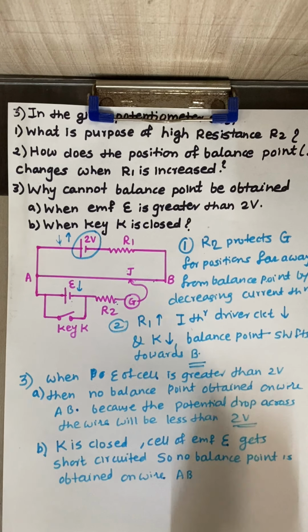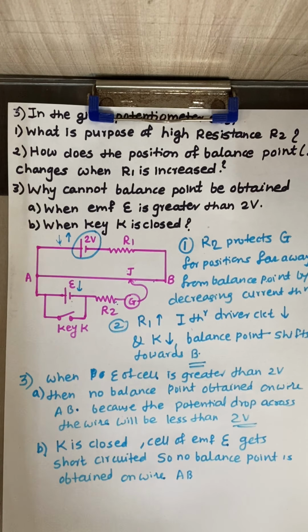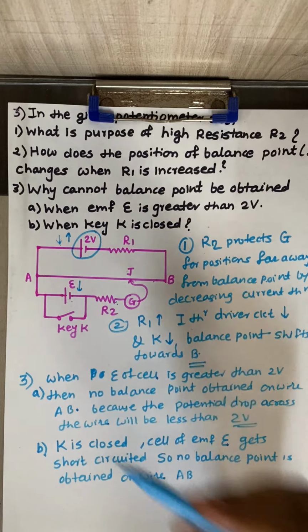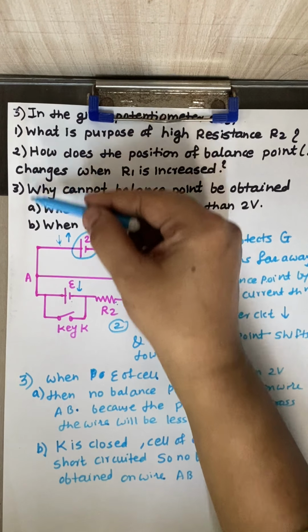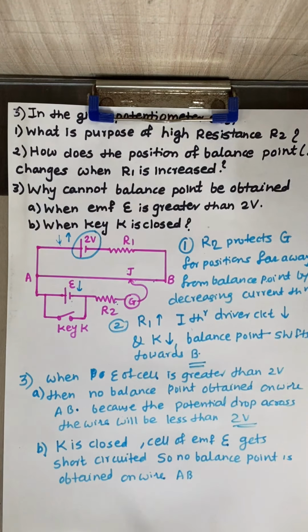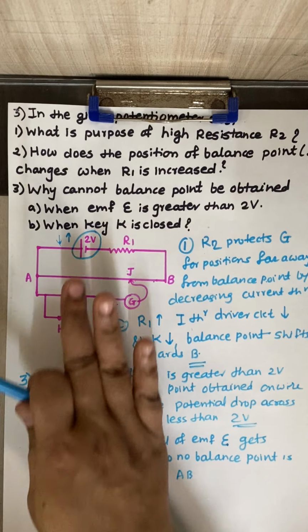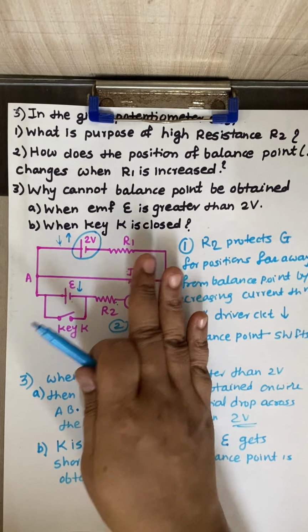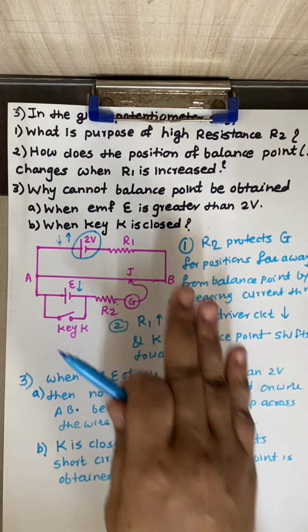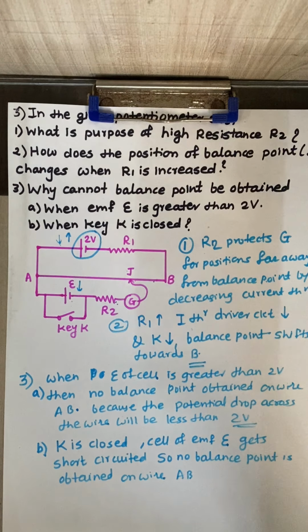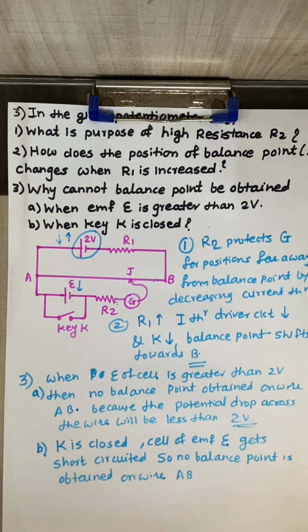Such types of questions are generally asked in the board examination as reasoning type questions, maybe for 1 mark, 2 marks or 3 marks. Suppose 3 questions are there, then 1 mark is given for each question. So it is essential to understand the situation and then give the reason for that particular question. Tomorrow we will discuss some numericals based on the applications of the potentiometer.